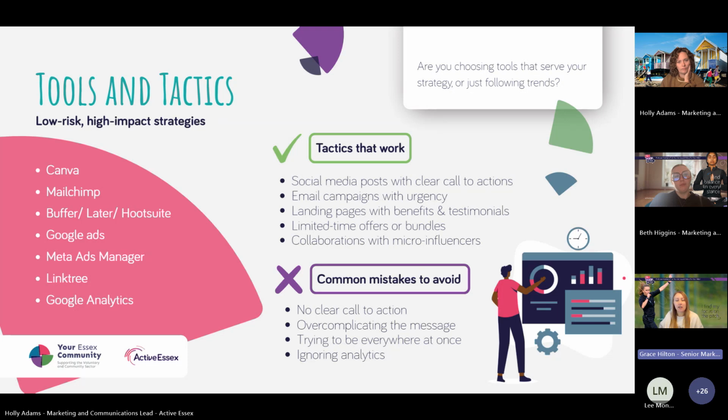Linktree, so you may have seen this on Instagram. You have a link in your bio. Sometimes you want to put more than one link to something, so it could be to a blog or a survey or a form. Linktree allows you to put multiple links on that, so when people click on it, they can select which avenue they want to go down.